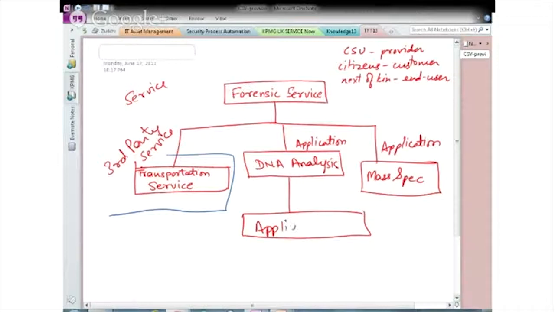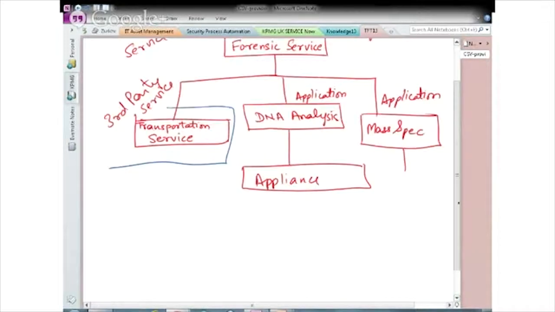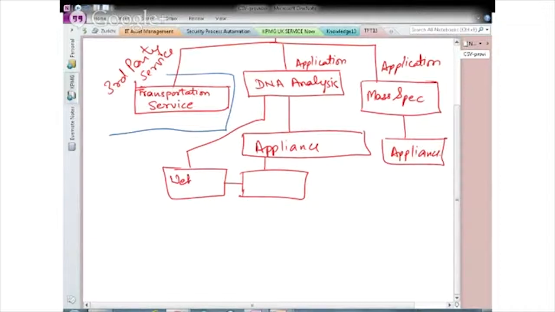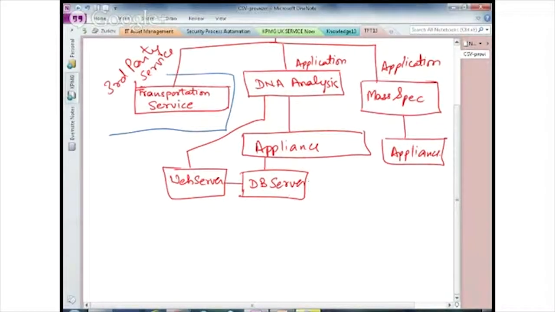For DNA analysis, I have an appliance, right? I've hit the infrastructure layer. For mass spectrometer, I have an appliance, again. I'm hitting infrastructure. At the same time, the appliance and the service both depend on two things. A service or a web server, which is your front end to that appliance. And again, I have no idea how these things actually work, so I'm just going ahead and creating them. A database server, something that actually holds DNA records of people all over the world, or, well, people whose DNA records you're supposed to.